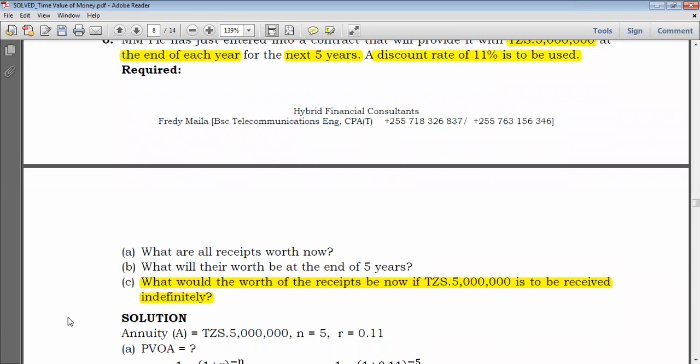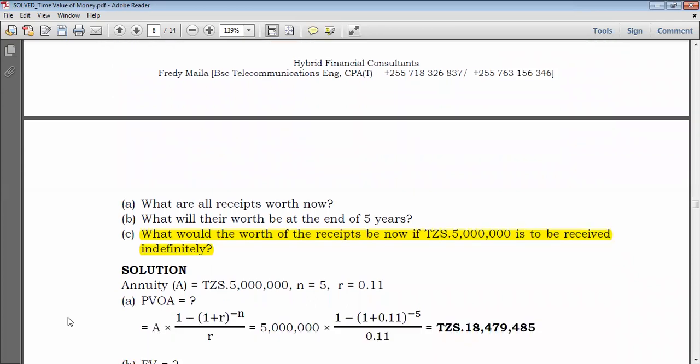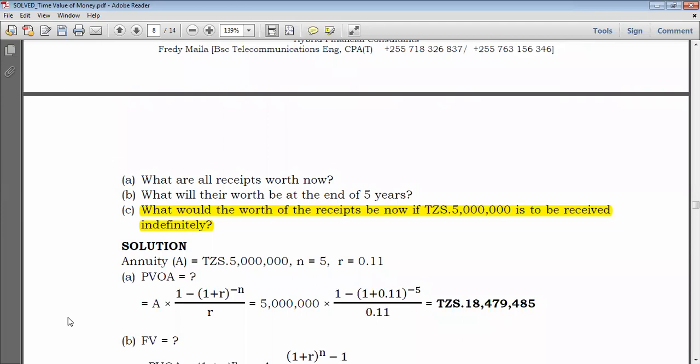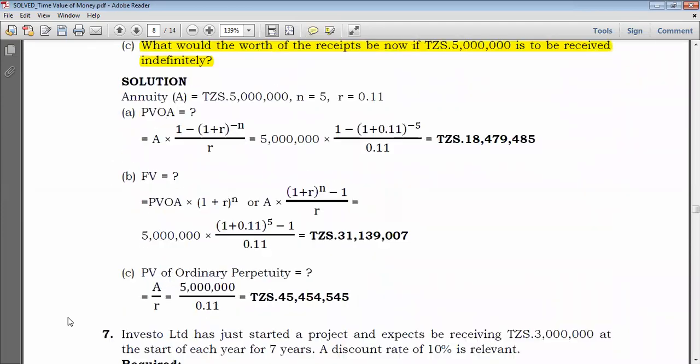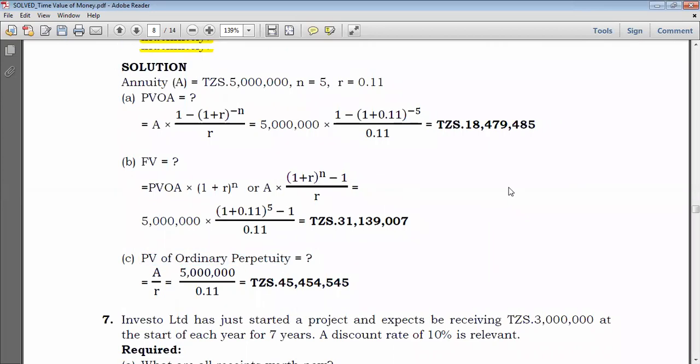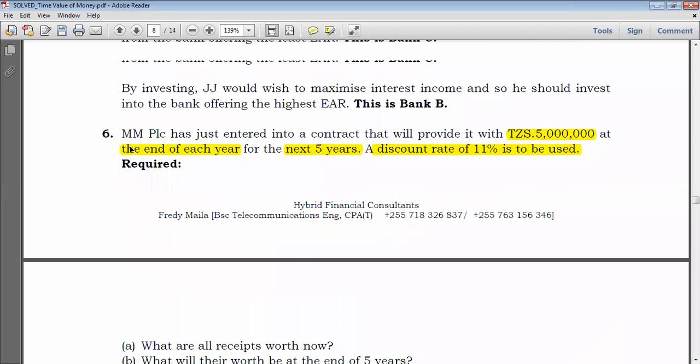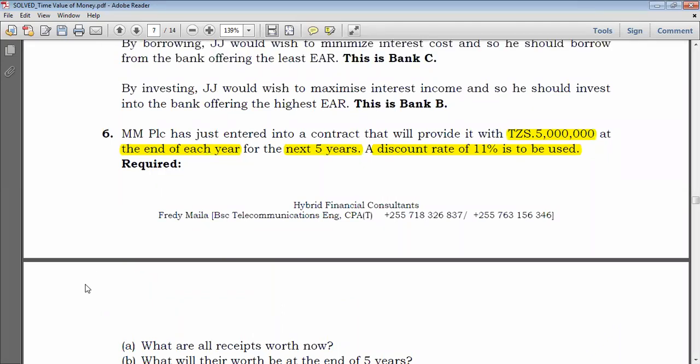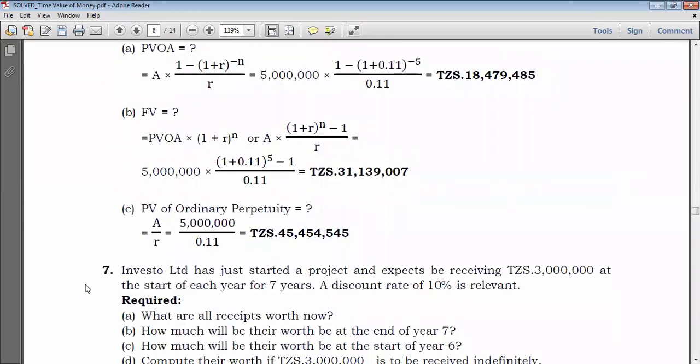So if you have to receive 5 million indefinitely, this is what you'll have to do. We know the formula. You go to your formula here, part C, present value of ordinary perpetuity. Why is it ordinary perpetuity? I told you we have perpetuity due and ordinary perpetuity. We are told it is received at the end of each year, and the end reflects ordinary. So you use the formula A over R, where A is 5 million and R is the discount rate of 11%, which equals 0.11. Divide these and we'll have this amount.